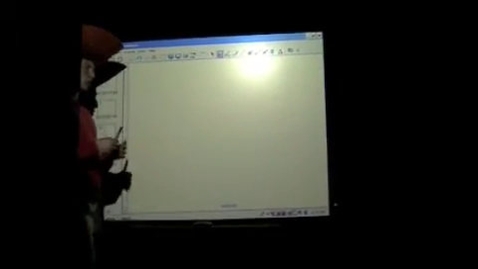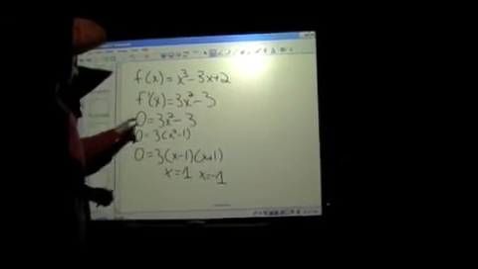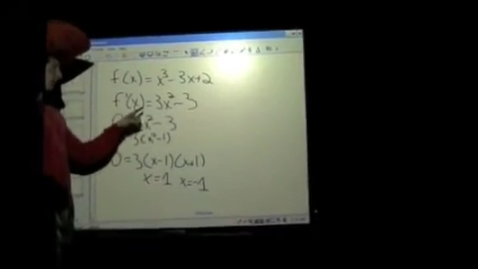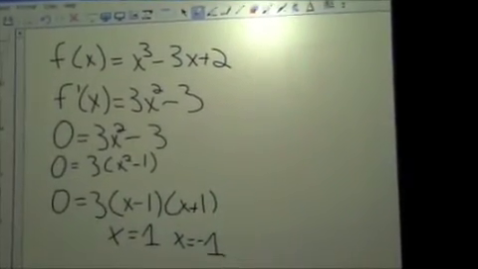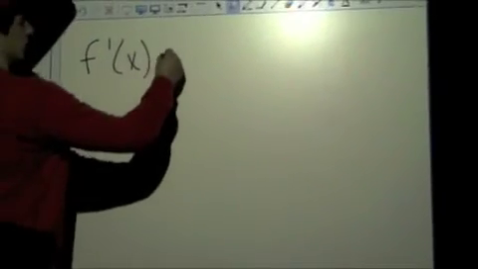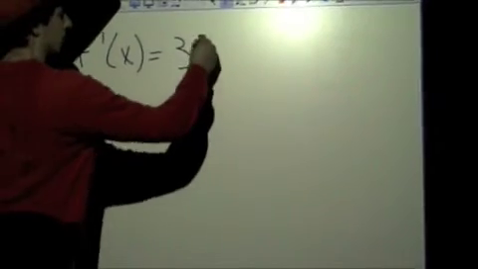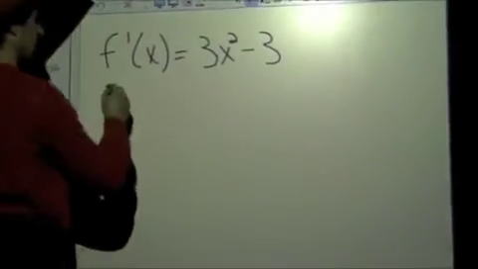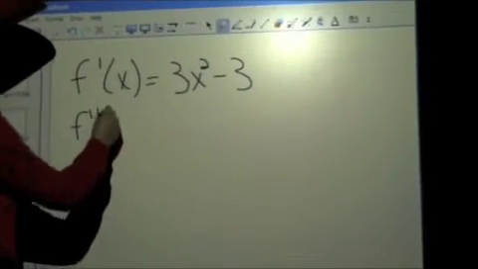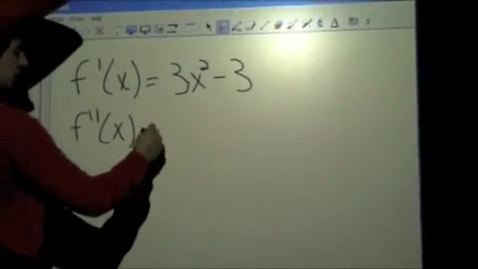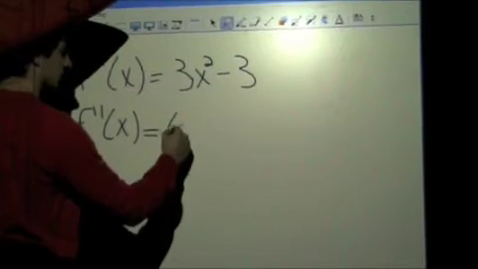But if we don't have the graph and we want to figure out whether these points are relative maximum or minimum, we have the second derivative test. To do that test, first we find the second derivative. So if we go back, the first derivative, f prime of x equaled 3x squared minus 3. Now we take the derivative of that to find the second derivative. F double prime of x equals 6x.